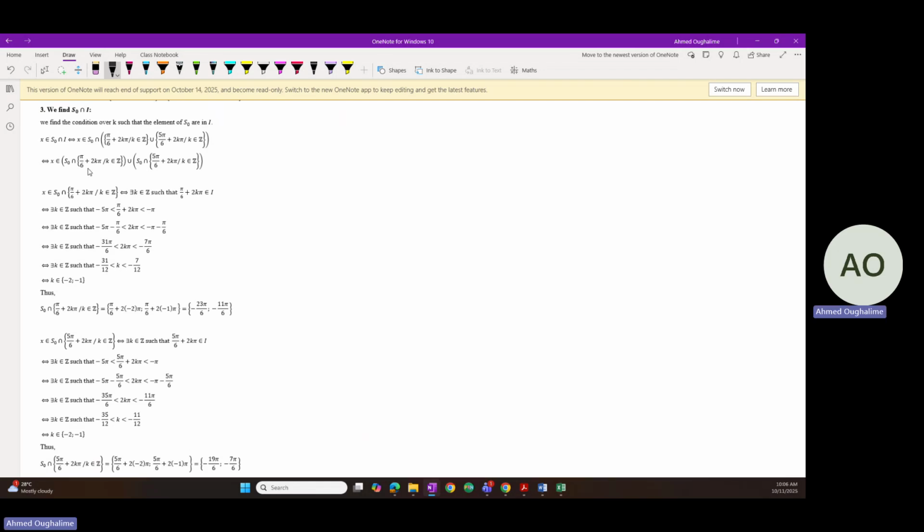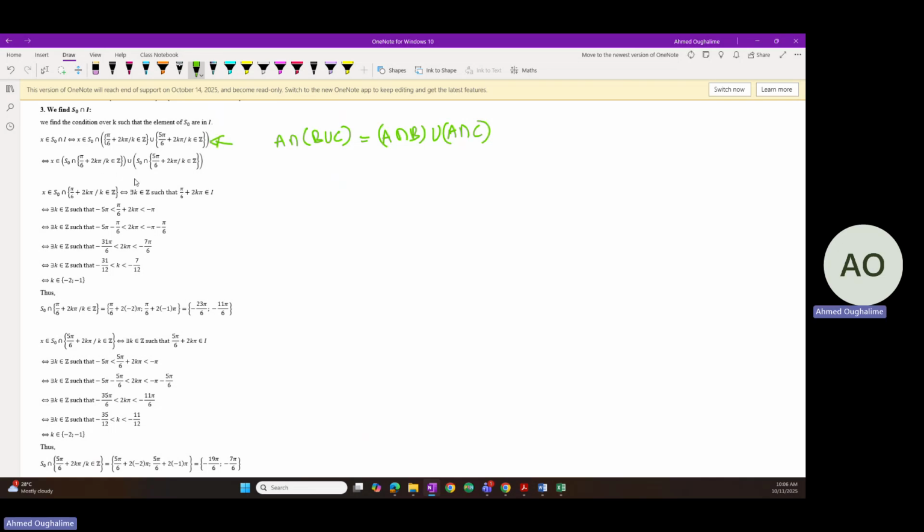So this would be an example of how to do it. I have to look at my set S0, how it is defined, to understand it. If x belongs to S0 intersection I, this comes to say that x belongs to S0 intersection the union of these two sets. Then I use a property: A intersection (B union C) is equal to (A intersection B) union (A intersection C). I use this property right here for this step.